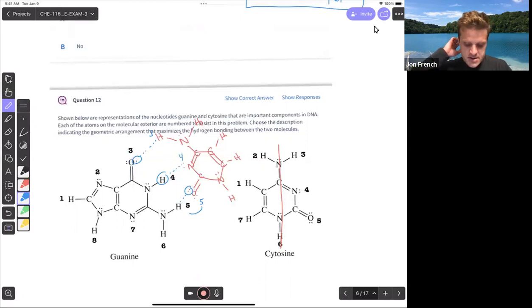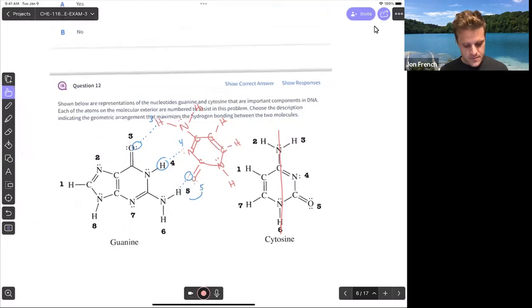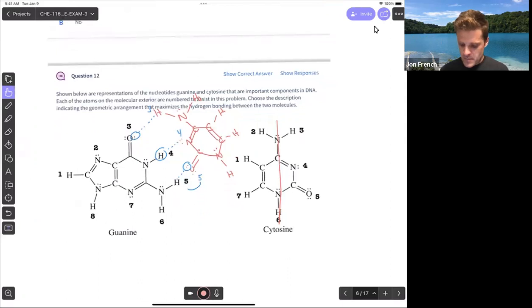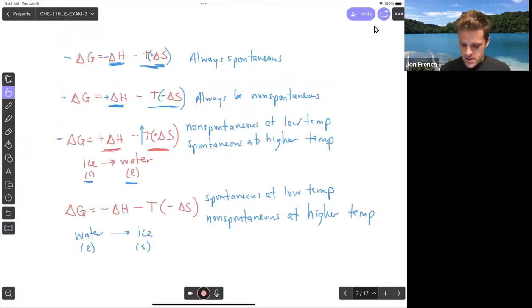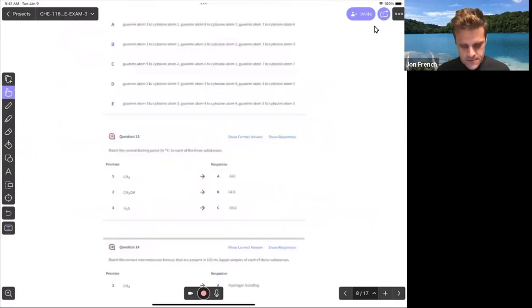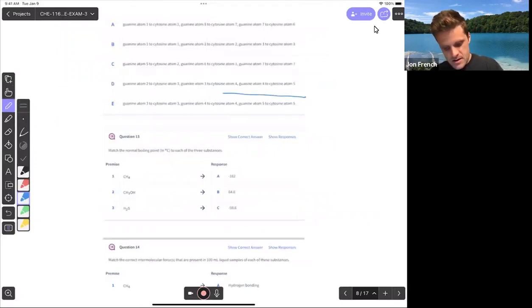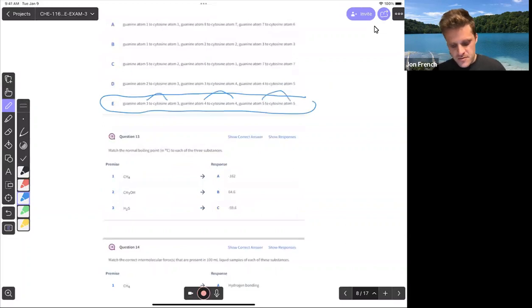Again, it's a little bit hard to see because they drew the molecule. They really should have taken the molecule and flipped it the other way to make it a little bit easier to see how things are pairing up, or are supposed to pair up, in that GC pair. All right, so of those choices, it should be choice E, because it was 3 paired with 3, 4 paired with 4, and 5 paired with 5 in that structure.